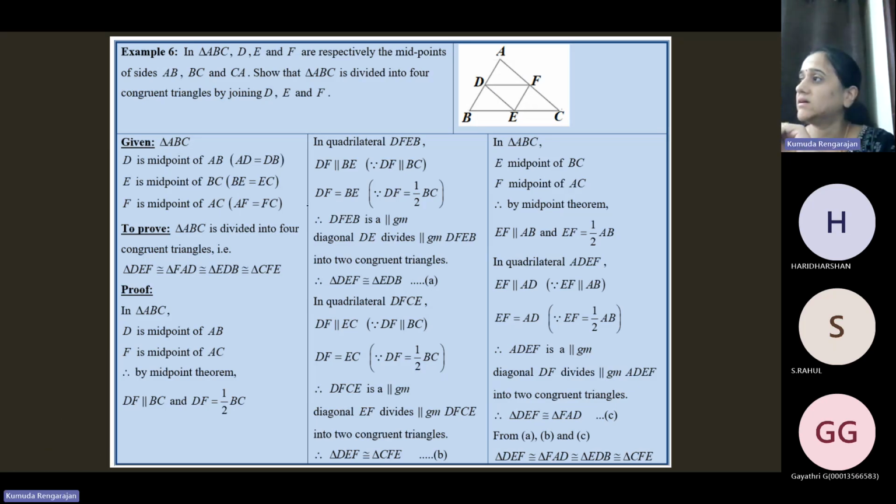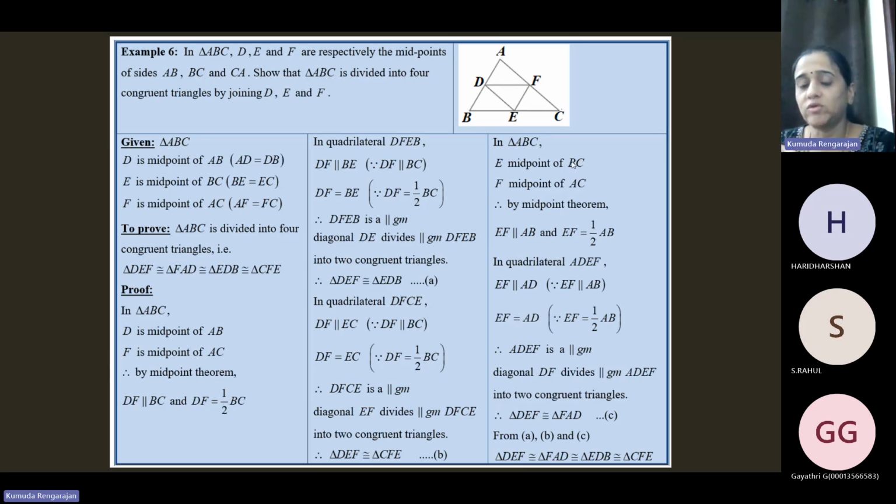And to prove that, you have to use the property that in a quadrilateral, if one pair of opposite sides are parallel and equal, then the quadrilateral is a parallelogram. That's what you're going to use to prove that these four quadrilaterals are parallelograms. And for that, we have to use the midpoint theorem. All right?